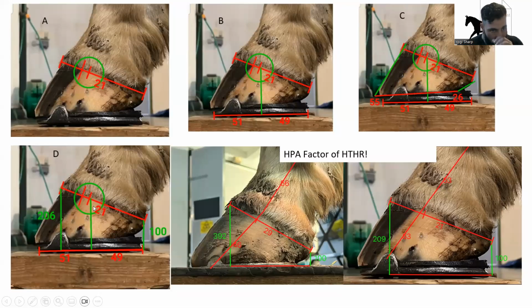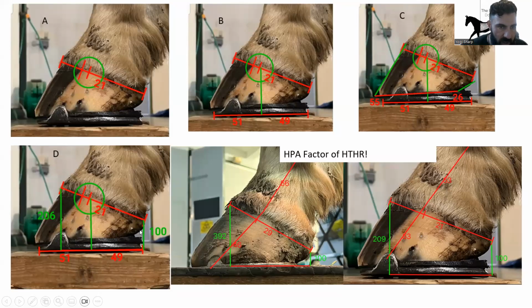If we look on this one, on D, we can see this is our heel to toe height ratio. So we have another template, which is our heel to toe height ratio. We can see here that we've got 2.06 heel heights to one toe height.